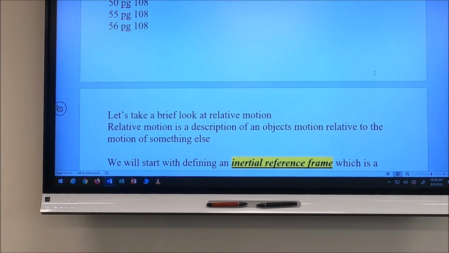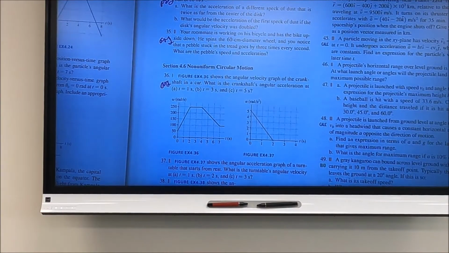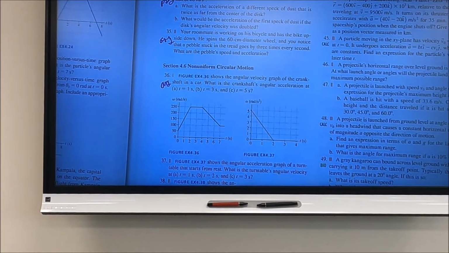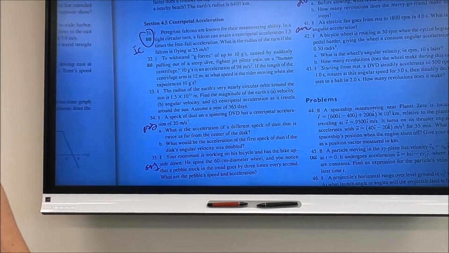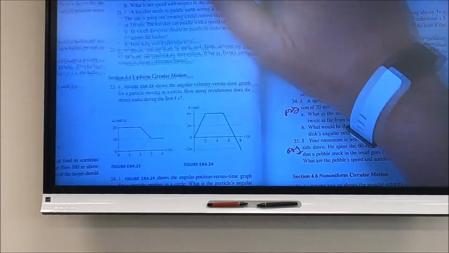Now I'm going to switch over to the camera. Okay? And we're going to start off by looking at problem 13. So let me scoot it over this way.